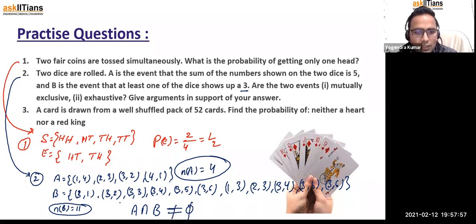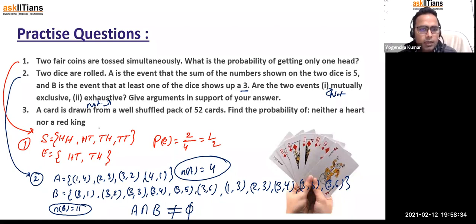Are they exhaustive? Exhaustive means what? When we combine them, are they making the full sample space? No, they are not making the full sample space, so they are not exhaustive. Give arguments to support your answer, right? I hope you got it. Not mutually exclusive, not exhaustive, right? Why? Because when you do the intersection, it is not empty, something is common. When we do the union, the union of them is not giving the full sample space.